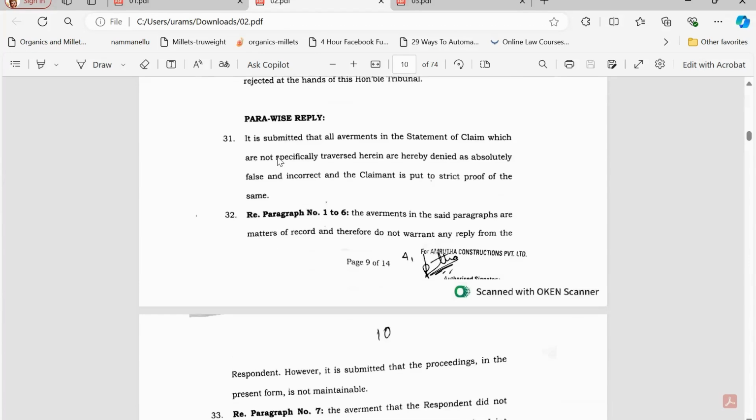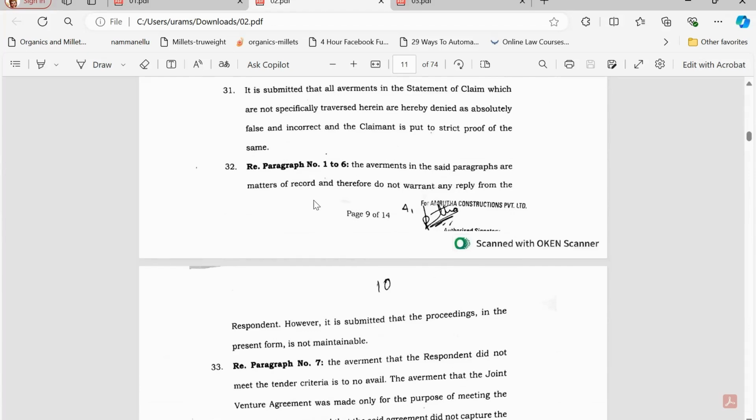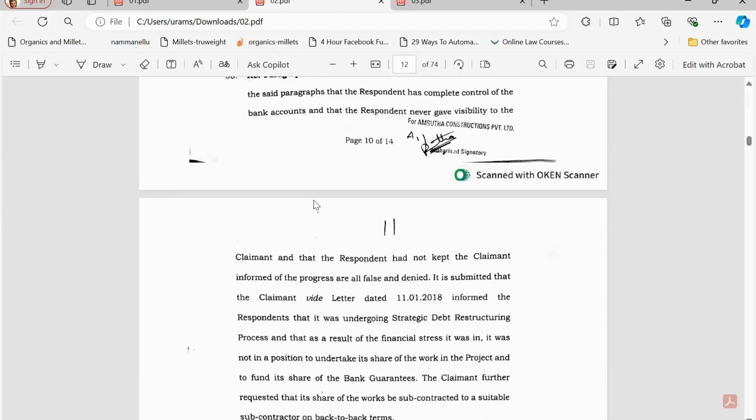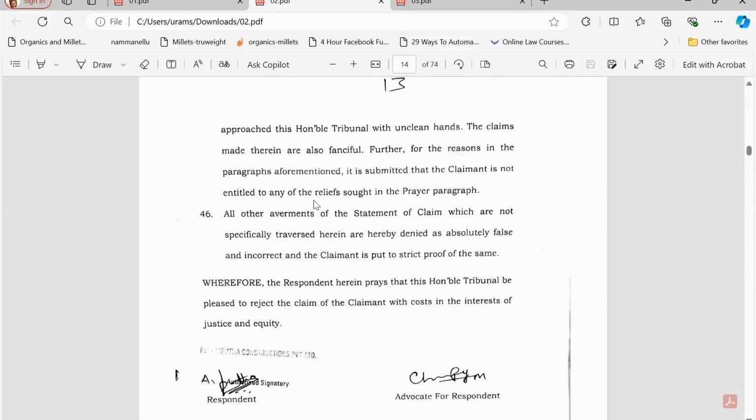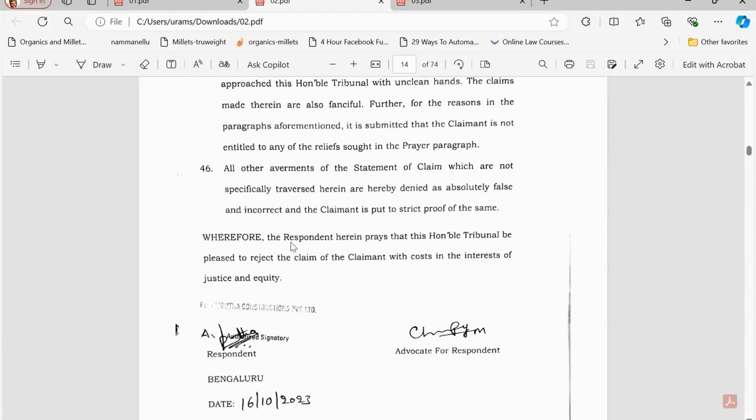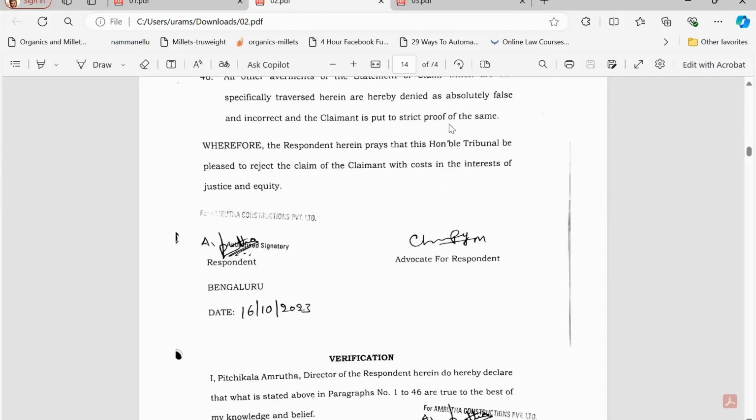Here the respondent has given a para-wise reply to the statement of claim submitted by the claimant. For every paragraph mentioned in the statement of claim, the respondent has given their own reply. Para number 13, 14, 16. The defense statement ends here, and at the end, the respondent prays that the tribunal reject the claim of the claimant with cost in the interest of justice and equity. This is the general wording used in the statement of defense.